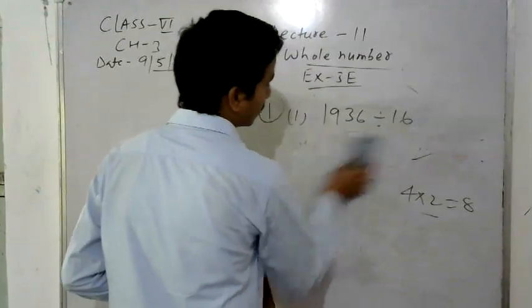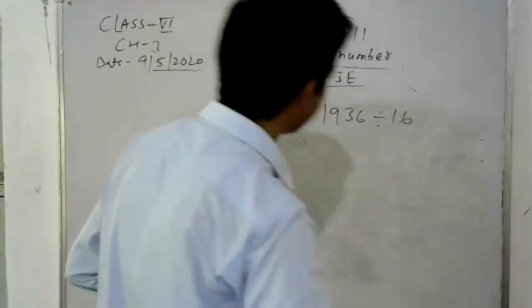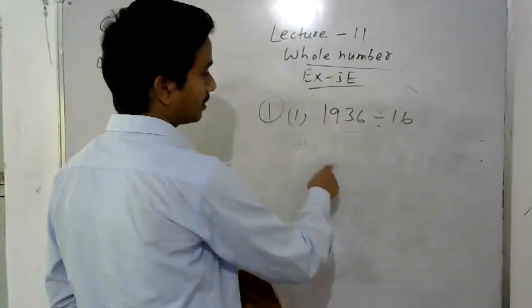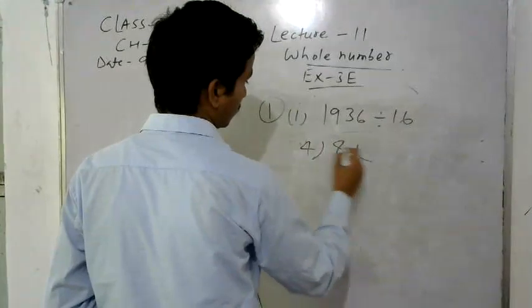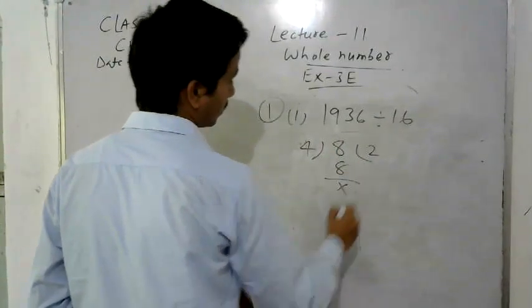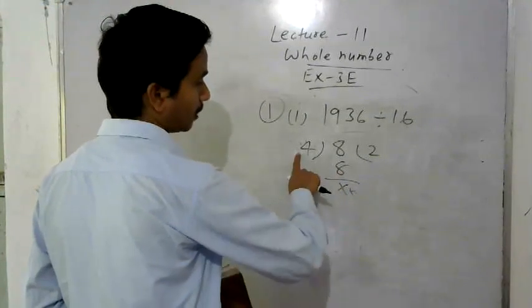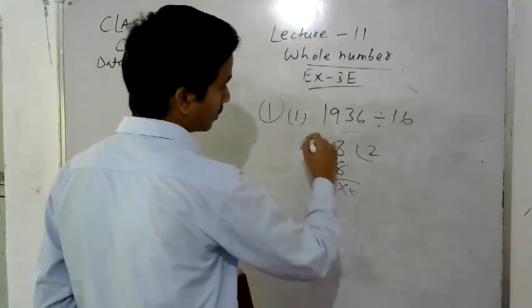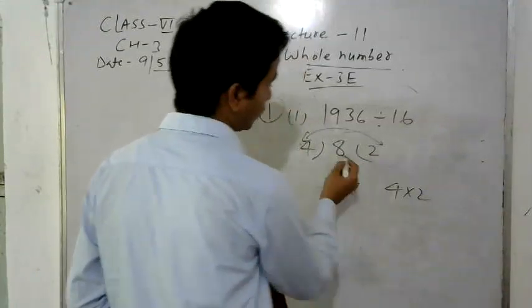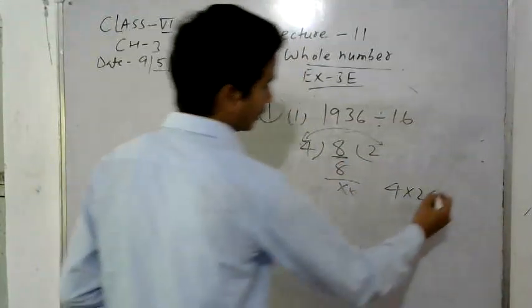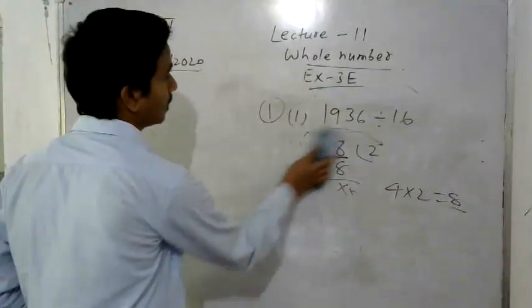But in question number 2, if the remainder is 0, then you have to verify it like this. 8 divided by 4, 4 2s are 8. And you are getting remainder 0. If the remainder is 0, then how do you verify? Just multiply the divisor into the quotient. 4 into 2. Are you getting the dividend? Yes, 8. Then it is true. If the remainder is 0, then you have to verify it like this.